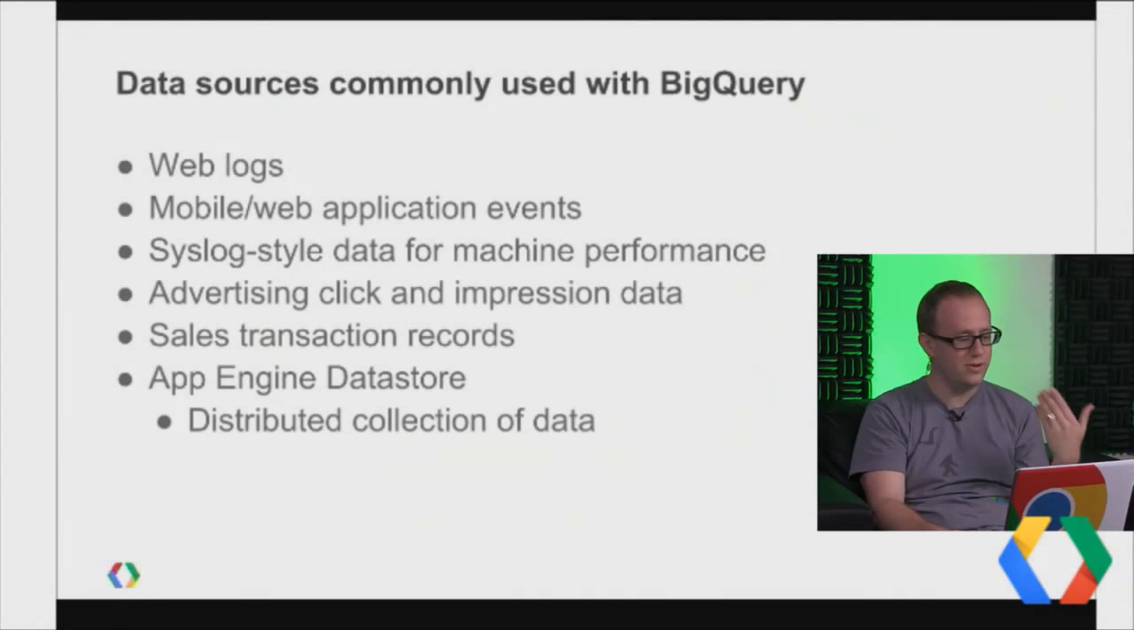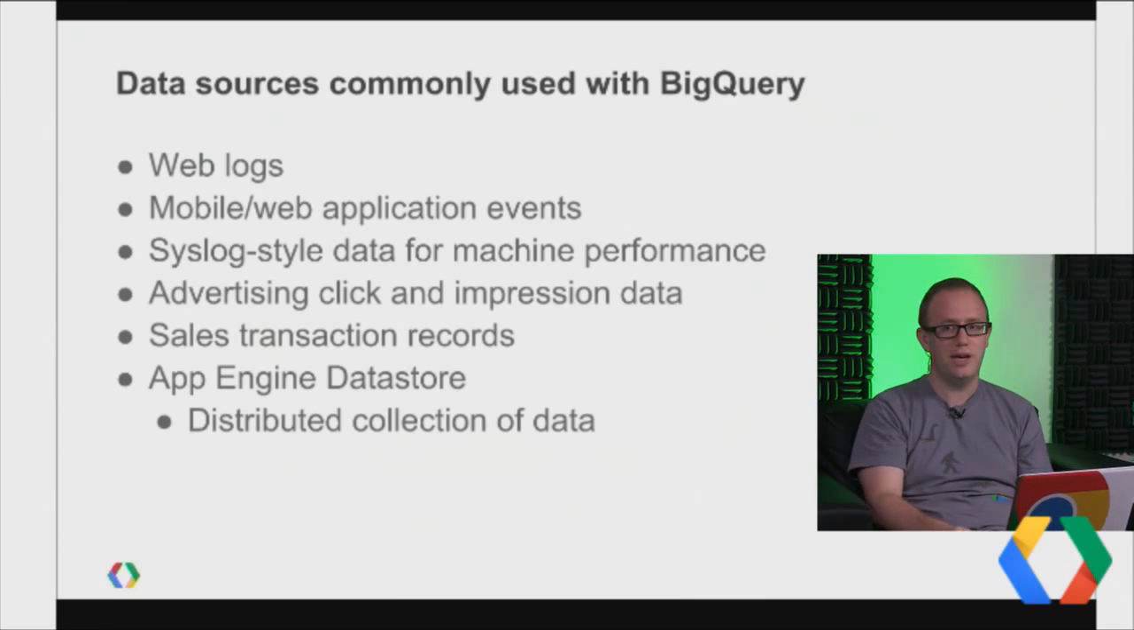Then, of course, we're Google, advertising, click, and impression data, sales transaction records, all very important types of transactional data that is great to load into BigQuery for analysis. And the last one I mentioned here is App Engine Data Store.